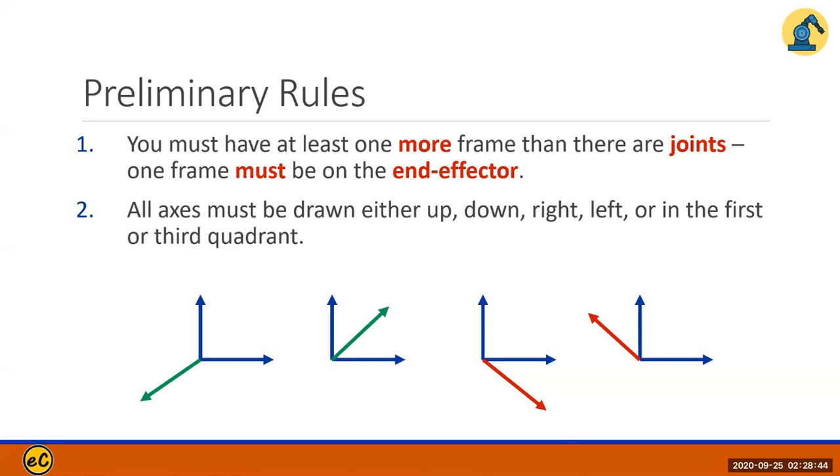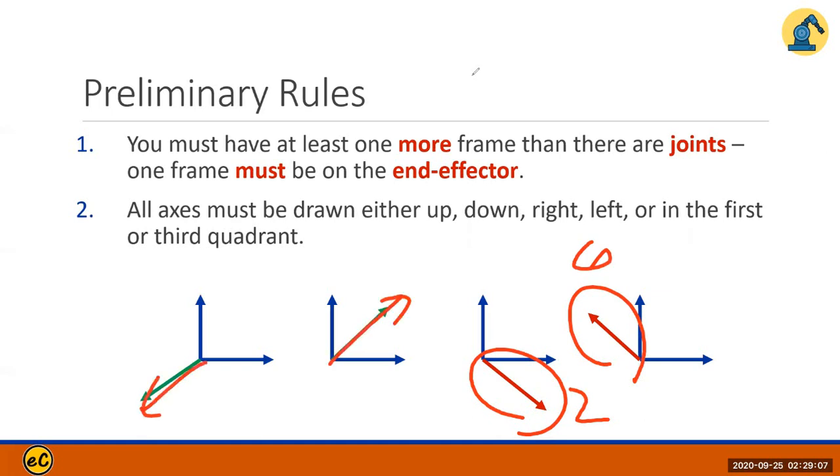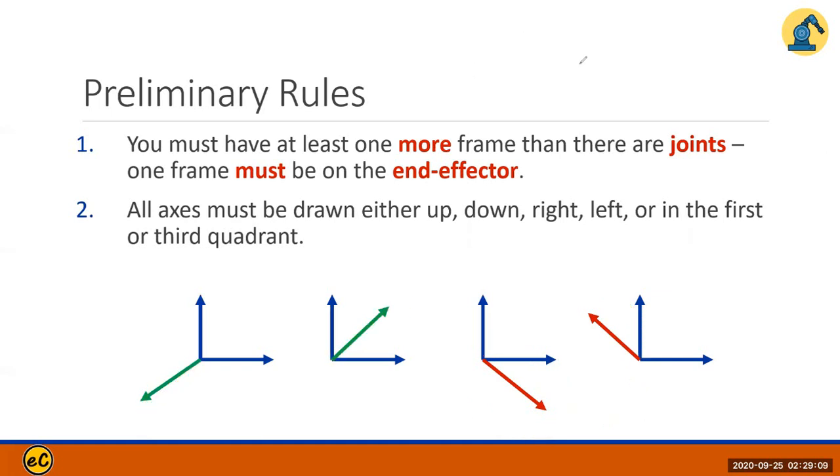Now, all axes must be drawn either up, down, right, left, or in the first or third quadrant. So we don't like a drawing like this. We don't like this kind of situation in the second quadrant or fourth quadrant. We like it to be the first quadrant or third quadrant. That gives us a better idea, because in the second quadrant, the angle is too small. It is usually not easy to find a good model.